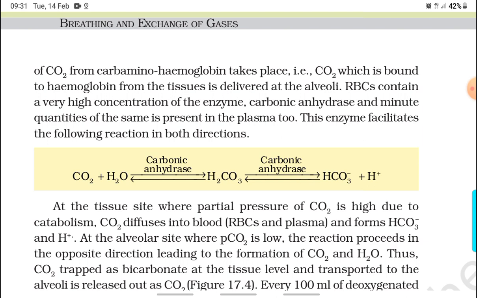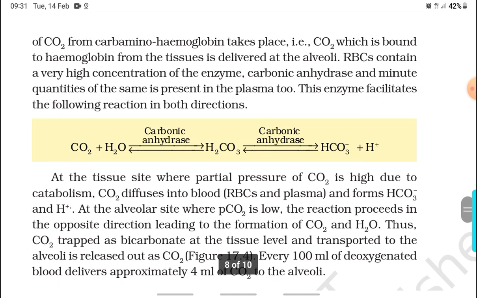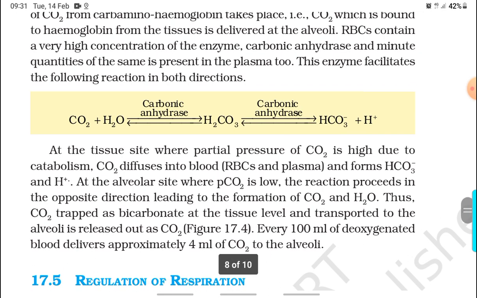Red blood cells contain a very high concentration of the enzyme carbonic anhydrase, and minute quantities of the same is present in the plasma too. This enzyme facilitates the following reaction in both directions. Carbon dioxide plus H2O, in the presence of carbonic anhydrase, gives H2CO3. In the presence of carbonic anhydrase, this gives HCO3 or bicarbonate ions plus hydrogen ions.